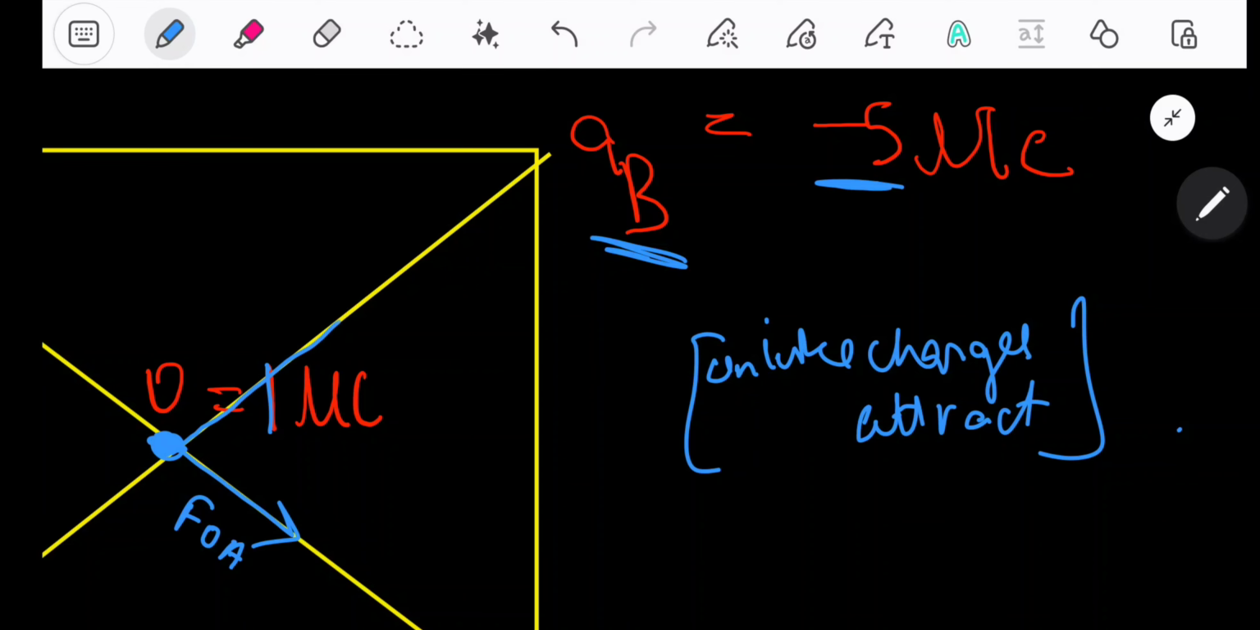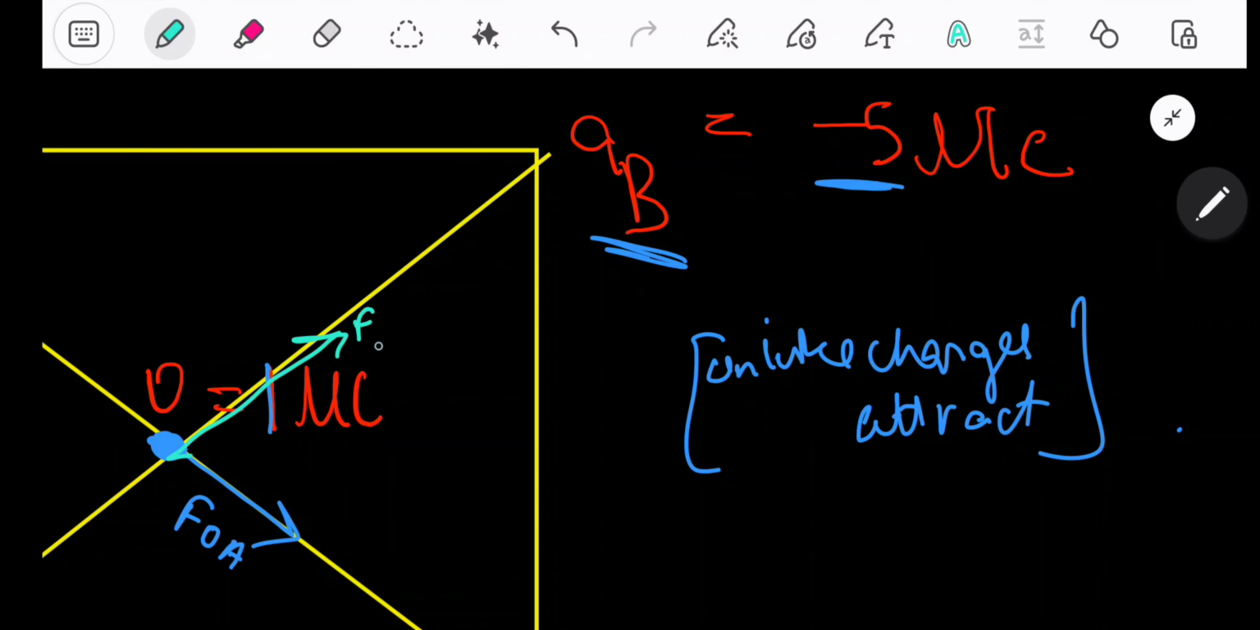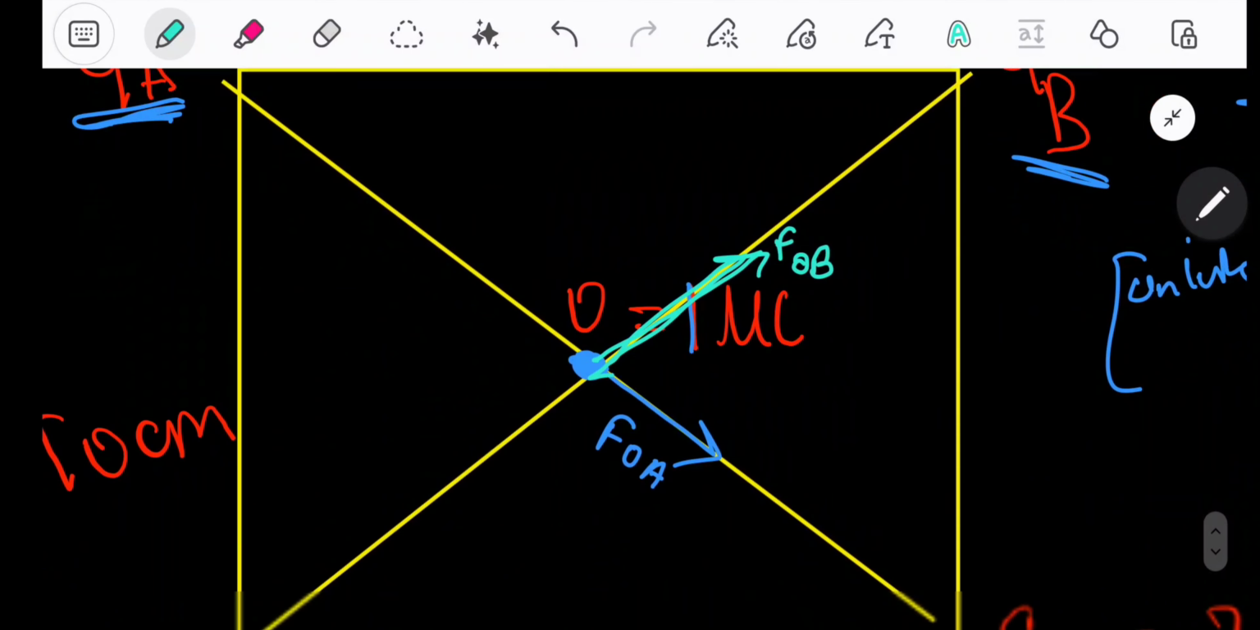So this will attract. You can see that they are basically attracting. So force on O due to B. These are attracting, so this charge will go on the side of B. It will go towards B. Now next is C.